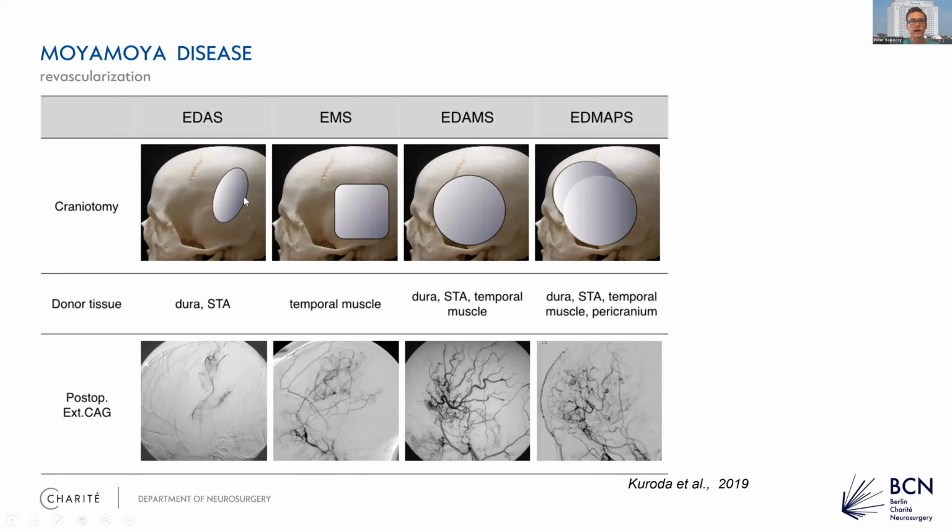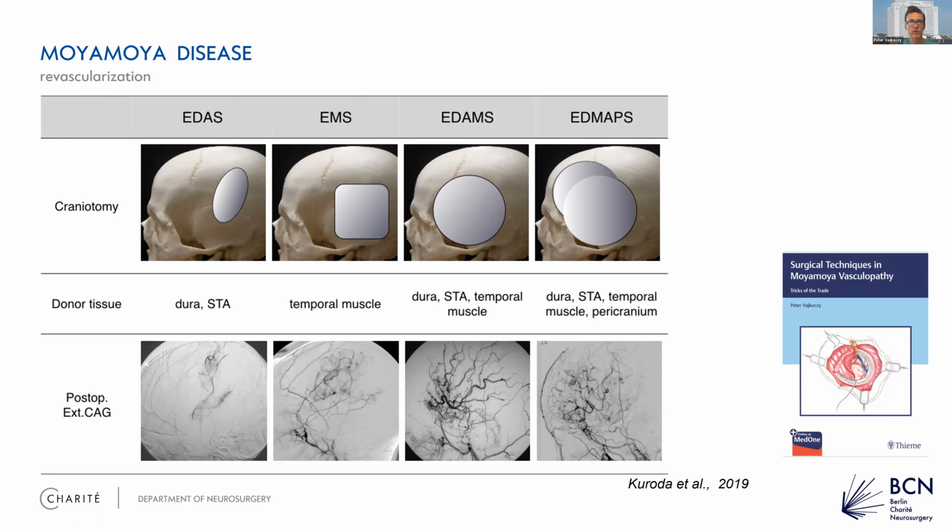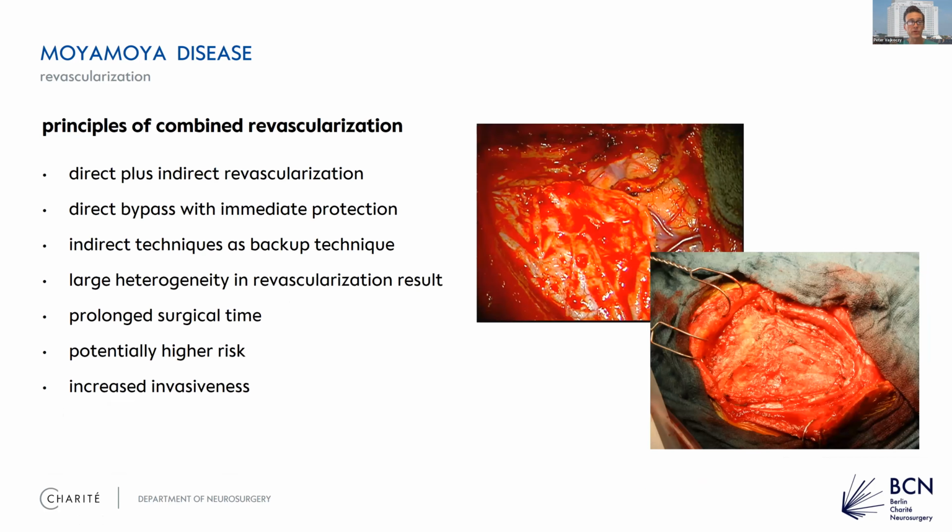Either you turn the dura around and place the temporalis muscle, then it's an encephalomyosynangiosis. You can combine dura, temporalis muscle, and STA layer grafts, then it's an EDAMS, and so on. It's just to give you an impression that there are different variations, but the concept is the same. Lay something on the brain and new blood vessels will grow into the brain. And they are summarized in our book that we have recently published.